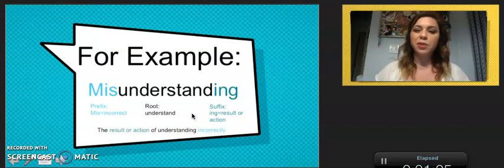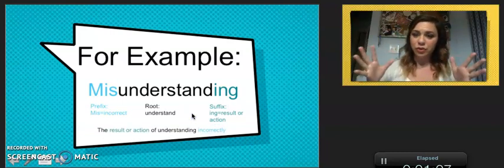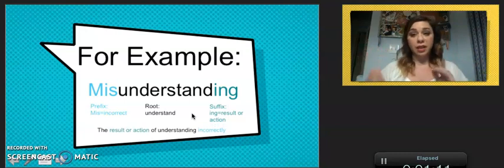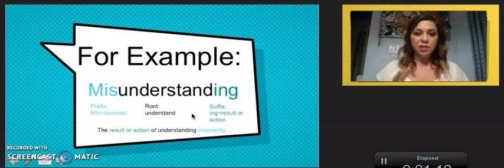So if we were to put together our own definition, if we took those three things and put them together, it's the result or action of understanding incorrectly. Or it means to understand incorrectly, which I think is a really good definition if you don't understand what the word misunderstanding means.